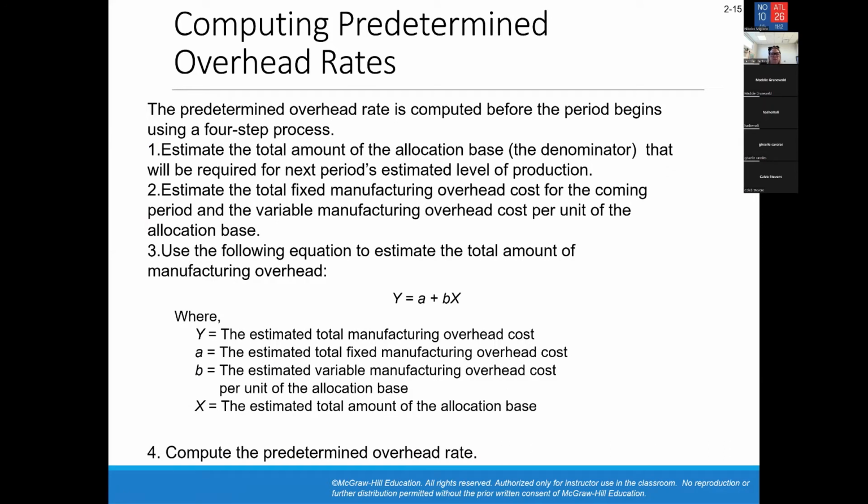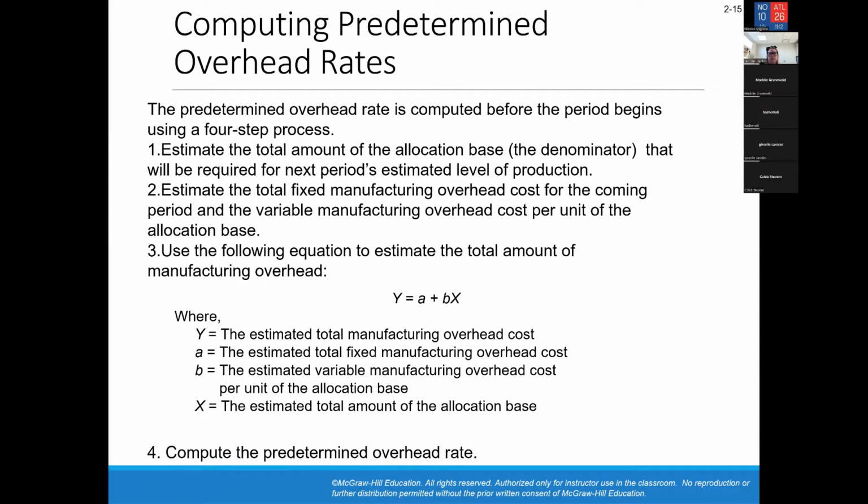All right, so the predetermined overhead rate is computed before the period begins using the 4-step process. Remember, we're doing this before, it's predetermined. We're coming up with an estimate. So we have 4 steps. First, we're going to estimate the total amount of the allocation base, which is the denominator. We have to decide what we're using in order to come up with that estimate, okay?